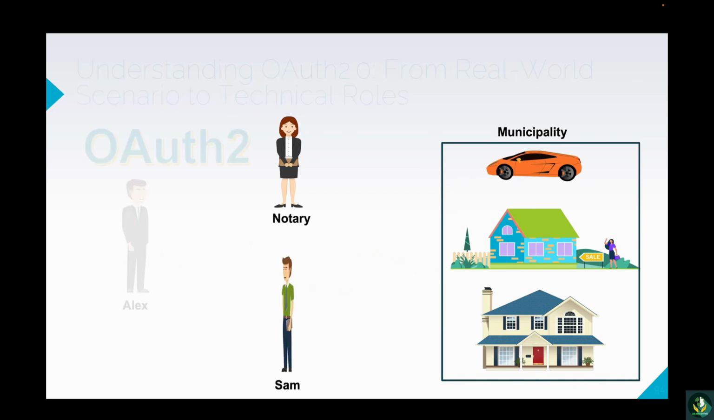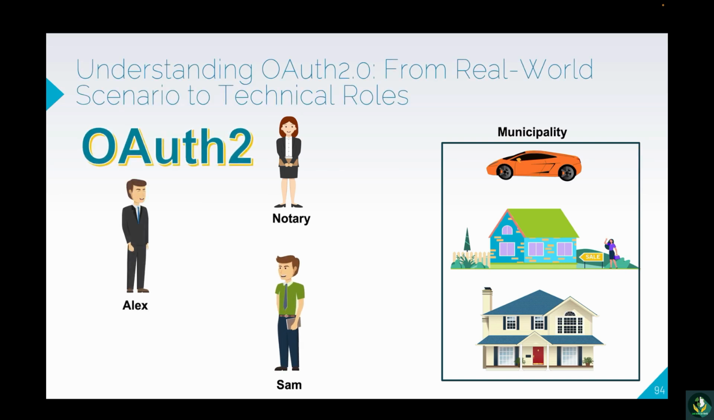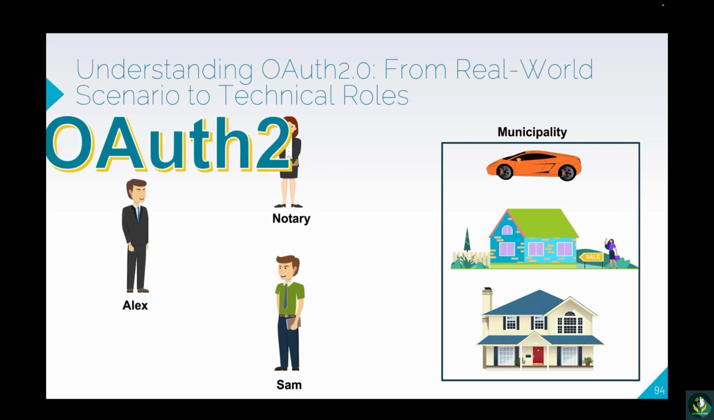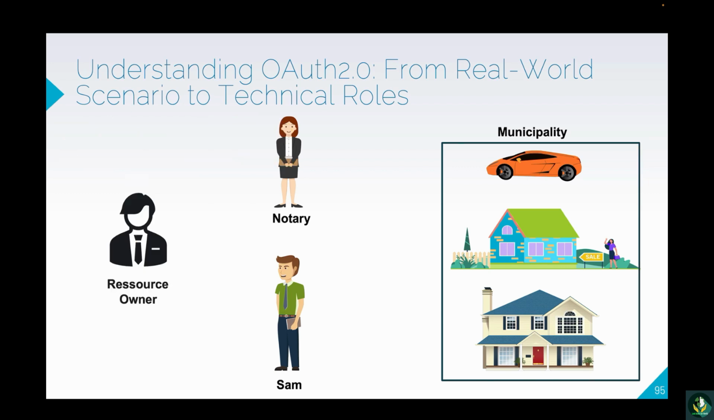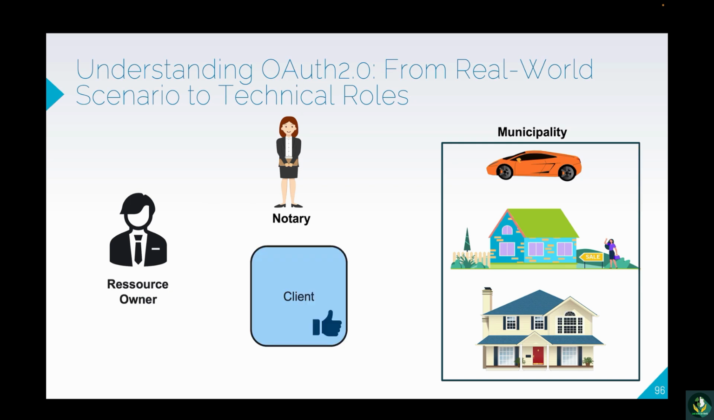So now, let's see how this real-world scenario relates to the OAuth 2 standard flow. Let's start by mapping the characters to OAuth 2 roles. Alex is the resource owner, because he owns the resources. Sam is the client, because he is trustworthy and should be granted access to the resource owner's resources.